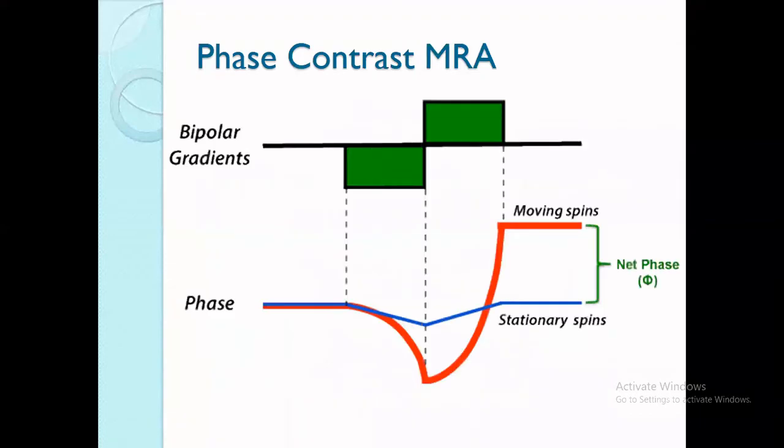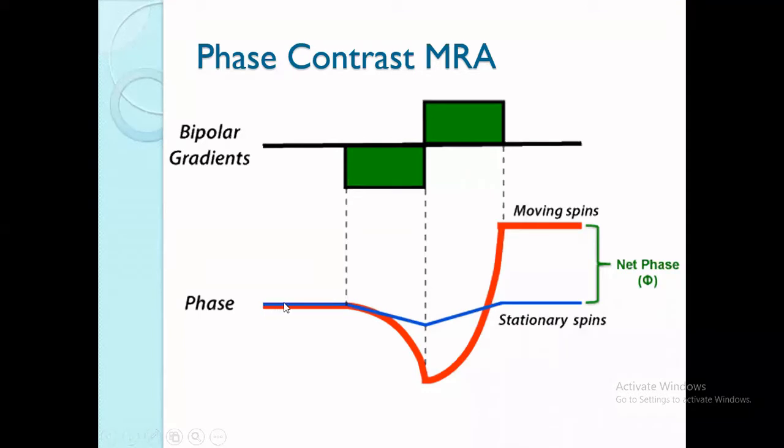So this is a typical example of the phase contrast MRA. Have a look at the bipolar gradients. Bipolar gradients means that we can apply in both poles, in the positive as well as in the negative. So you can apply in both poles, either the positive pole or the negative pole. Looking at this first polar gradient, which is in the negative direction, for example, I'll give it a value of -1. So have a look over here.